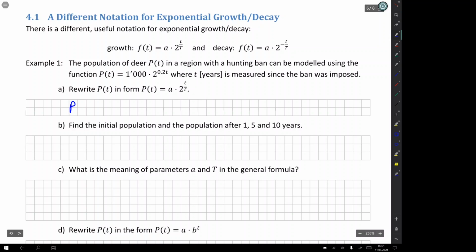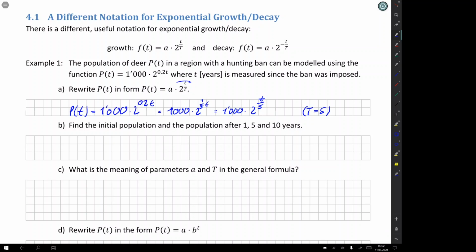So we have P of t is 1000 times the 2 to the power of 0.2 t. This means we have now to get somehow this 0.2 into this form. Well, 0.2 is just 1/5, so we have 1000 times 2 to the power of 1/5 t. So we have 1000 times 2 to the power of t divided by 5. So our capital T is 5. Now we have it in this form here.